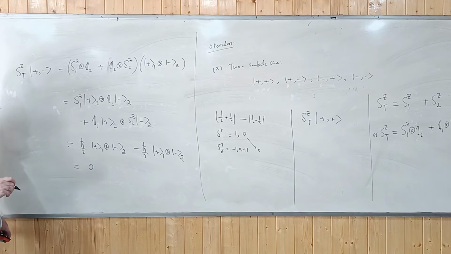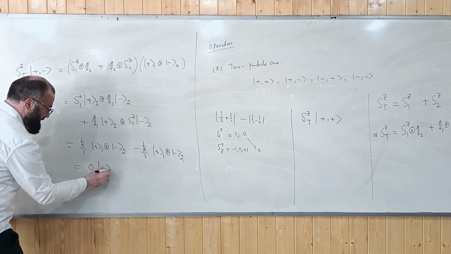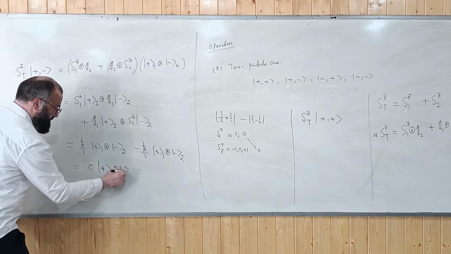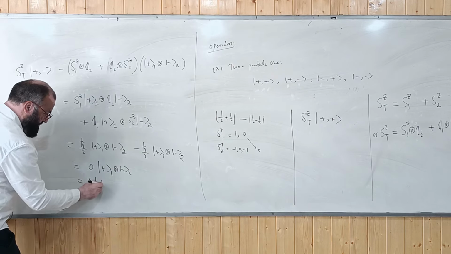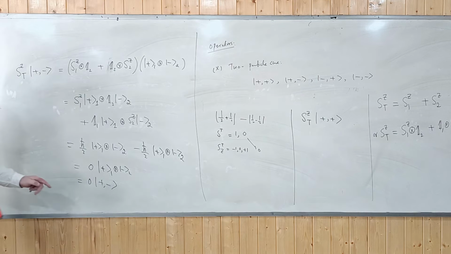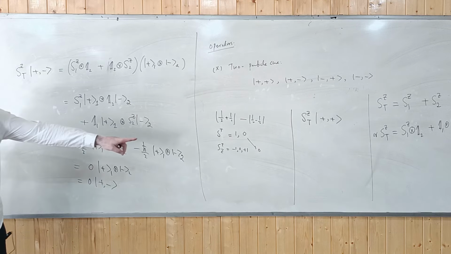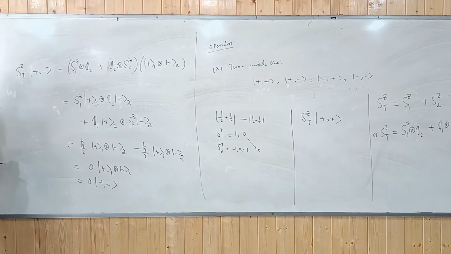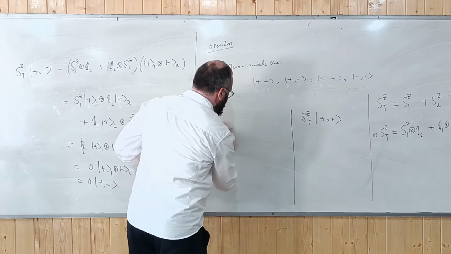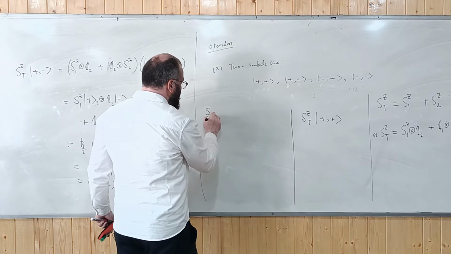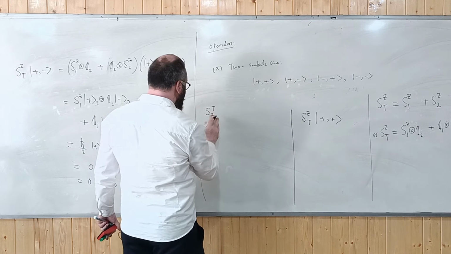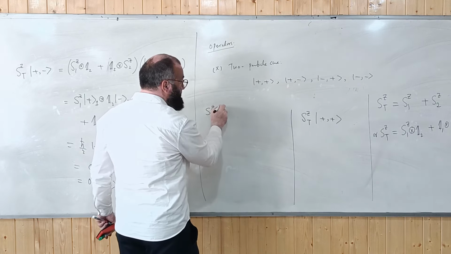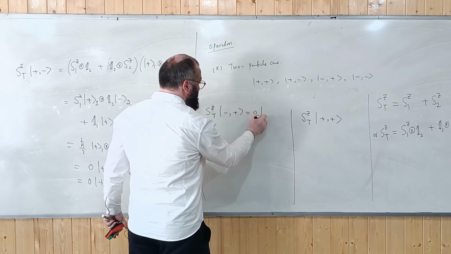What you are getting is S_Z total. So I can put it like this: 0 times plus 1 tensor minus 2. So it is 0 times plus minus. Got it? So what is the eigenvalue for this state? 0. Is it? So S_Z total is what? 0. So similarly, if you take minus and plus, okay? So if you take now this S_Z total acting on this minus plus, it will give 0 times minus plus.